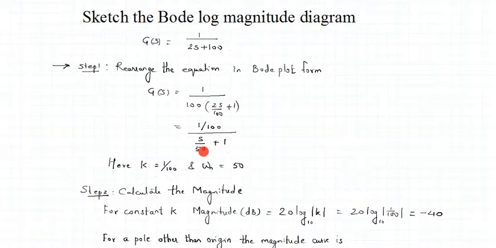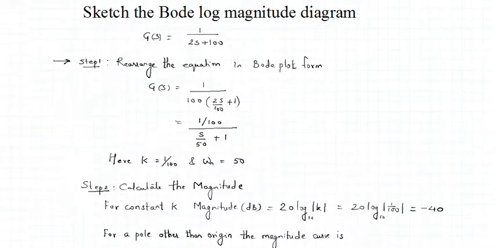So definitely this 50 is nothing but omega n. So it is in the form of s by omega n plus 1, where omega n is 50. So now we have identified that we have two terms in the given transfer function. One is the system has a gain 1 by 100, and there is a pole in the system which is located other than at origin. So we need to do analysis for these two parts for the given transfer function. So let us start with the magnitude plot.